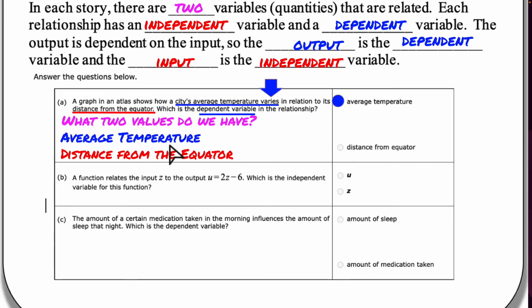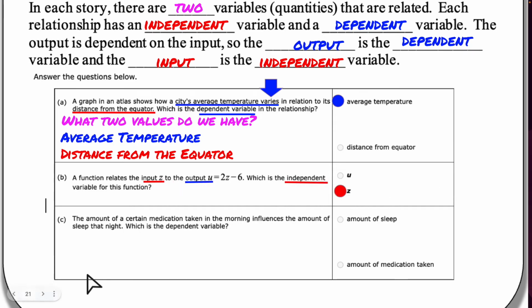So let's see. A function relates the input z to the output u equals 2z minus 6. Which is the independent variable for the function? So this one's nice because they told us input and output. So as long as we remember input is the independent, output is the dependent, then we can very quickly identify independent is going to be our input, which is z. So we can just underline these two so we know already, and we're looking for independent, so it's going to be z.